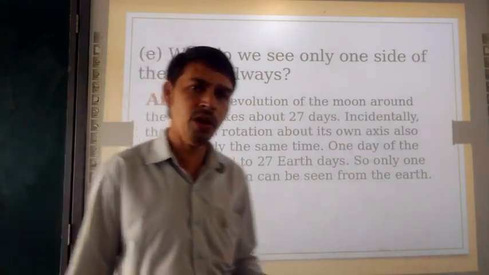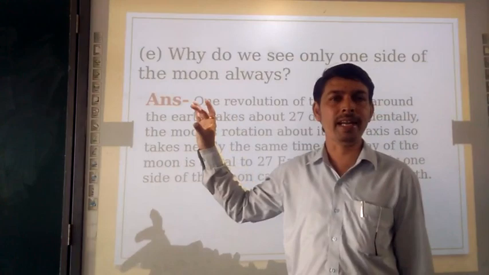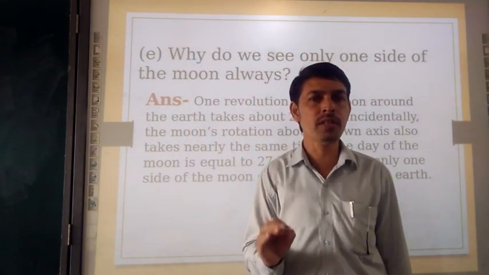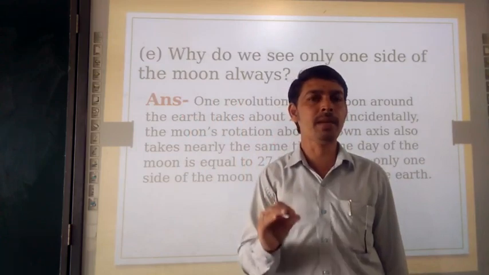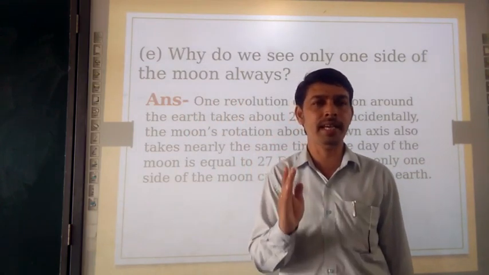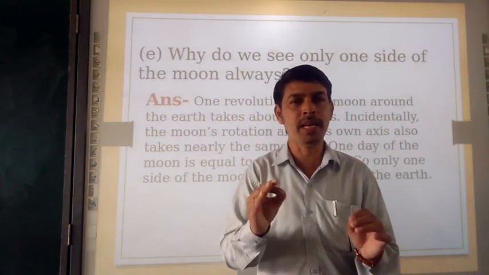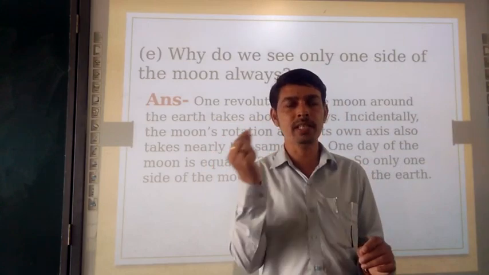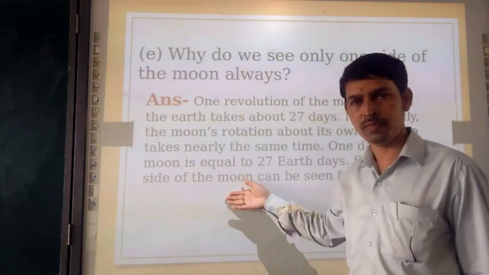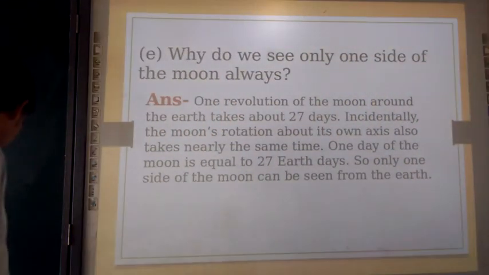So I request you all, don't copy down this answer. You have to go to the paragraph in the textbook where the topic is the moon. Please read the paragraph. In the second paragraph only you will get the answer. The moon takes 27 days to move around the Earth and exactly the same days to complete its one spin. So that's the answer. No need to write this answer. Okay? Next.